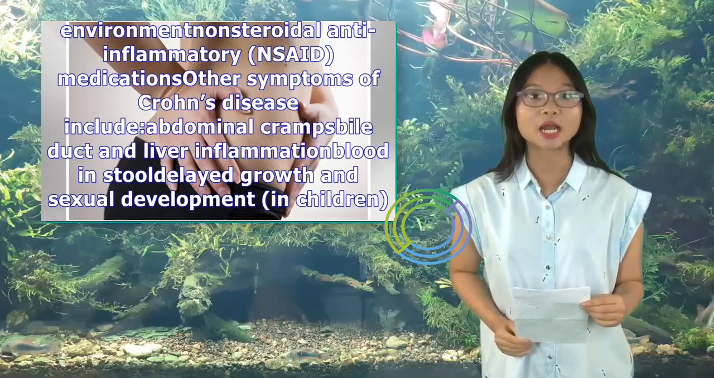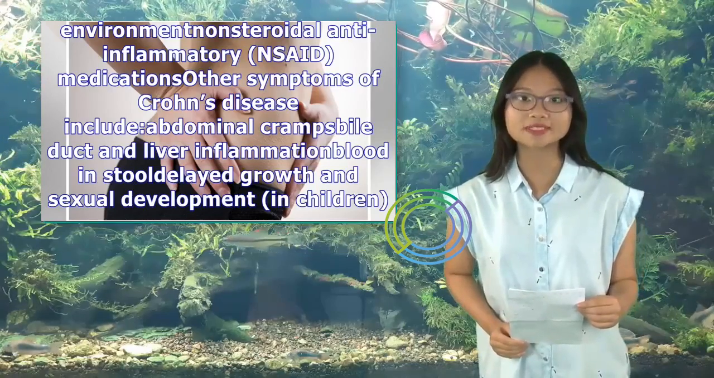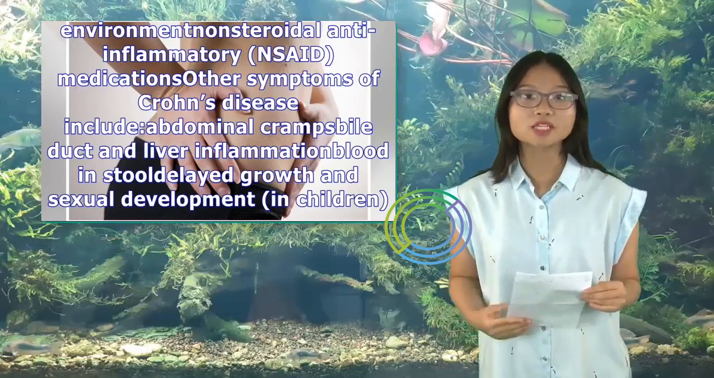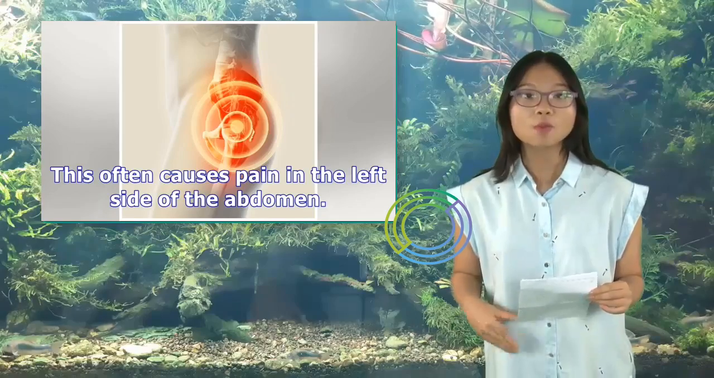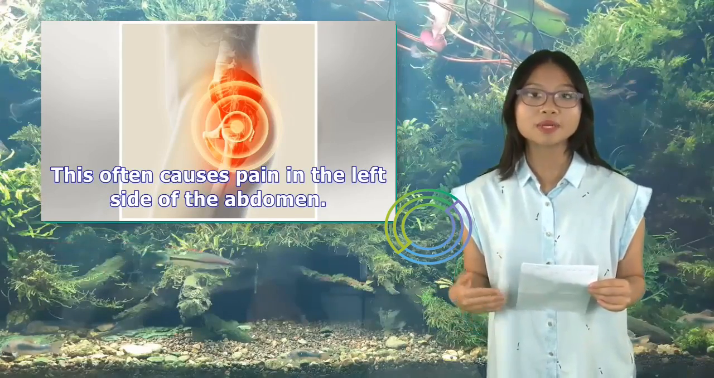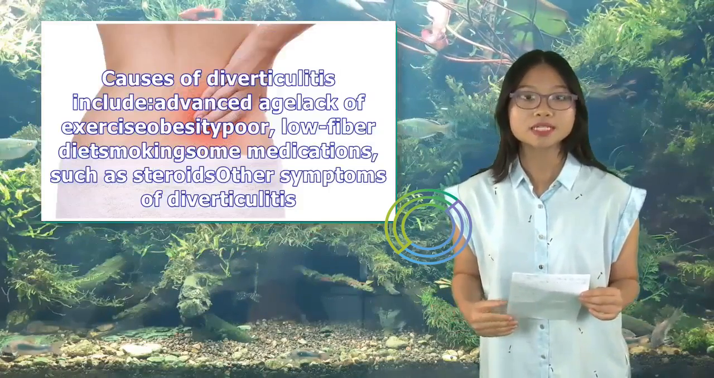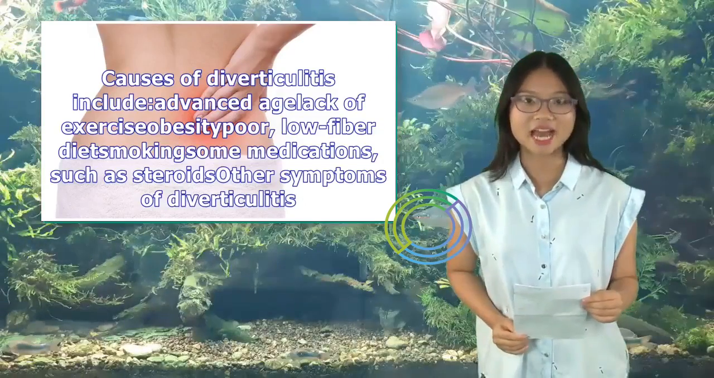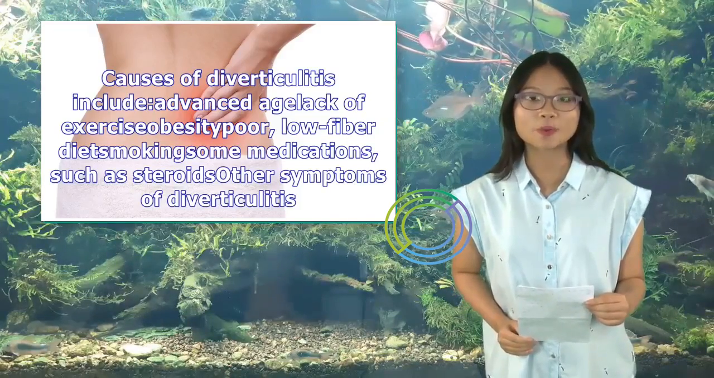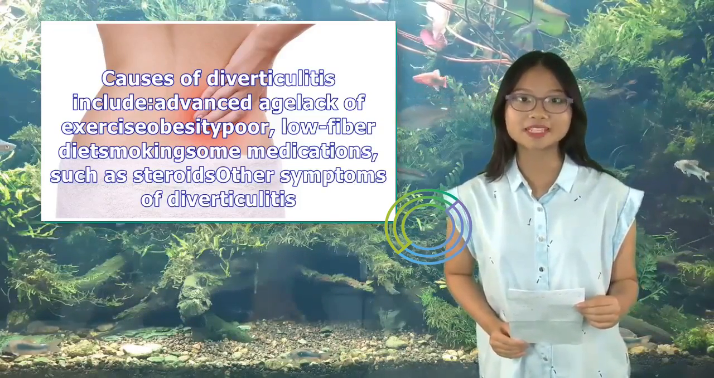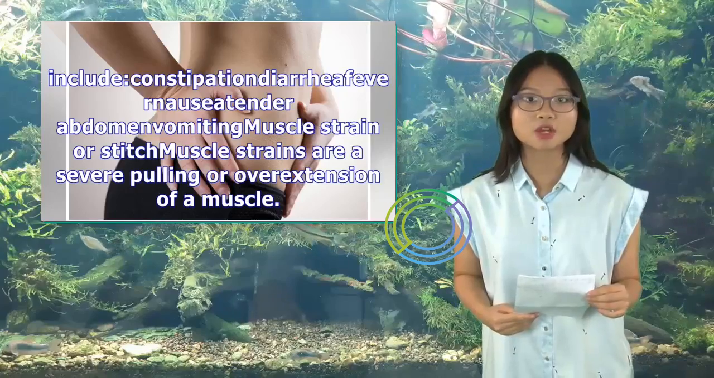Diverticulitis. Diverticulitis is a condition causing inflammation or infection of the small pouches, called diverticula, that line the digestive system. This often causes pain in the left side of the abdomen. Diverticulitis occurs when these pouches tear. Causes of diverticulitis include advanced age, lack of exercise, obesity, poor, low-fiber diet, smoking, some medications, such as steroids. Other symptoms of diverticulitis include constipation, diarrhea, fever, nausea, tender abdomen, vomiting.